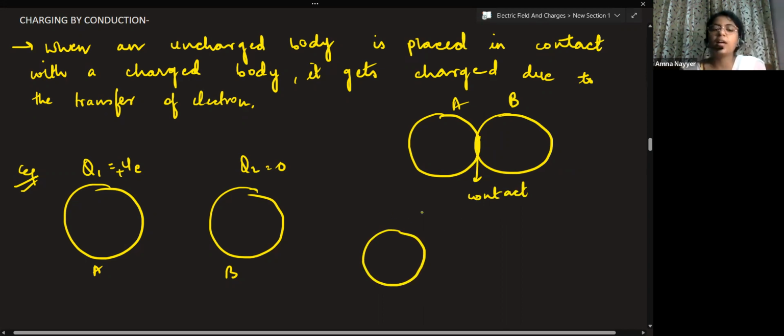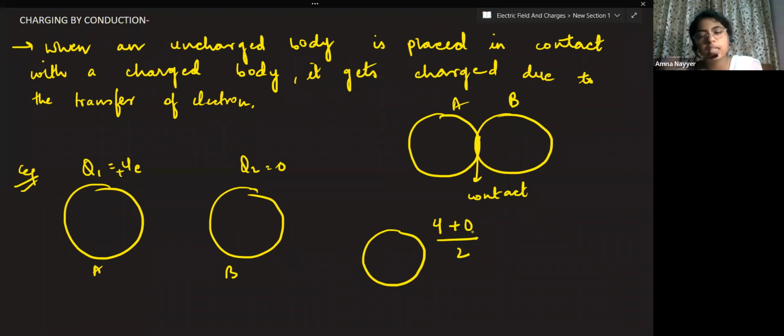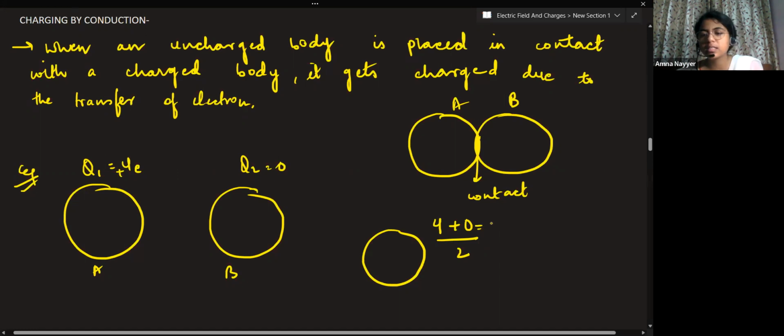You just take out the average, like (+4 + 0) by 2. This is how you take the average between two bodies: 1 plus 2 divided by the total number. So if two objects are there and two charges are present, simply add the two charges and divide by 2, means take out the mean value. So (+4 + 0) by 2 becomes +2e. So now A has +2e charge.